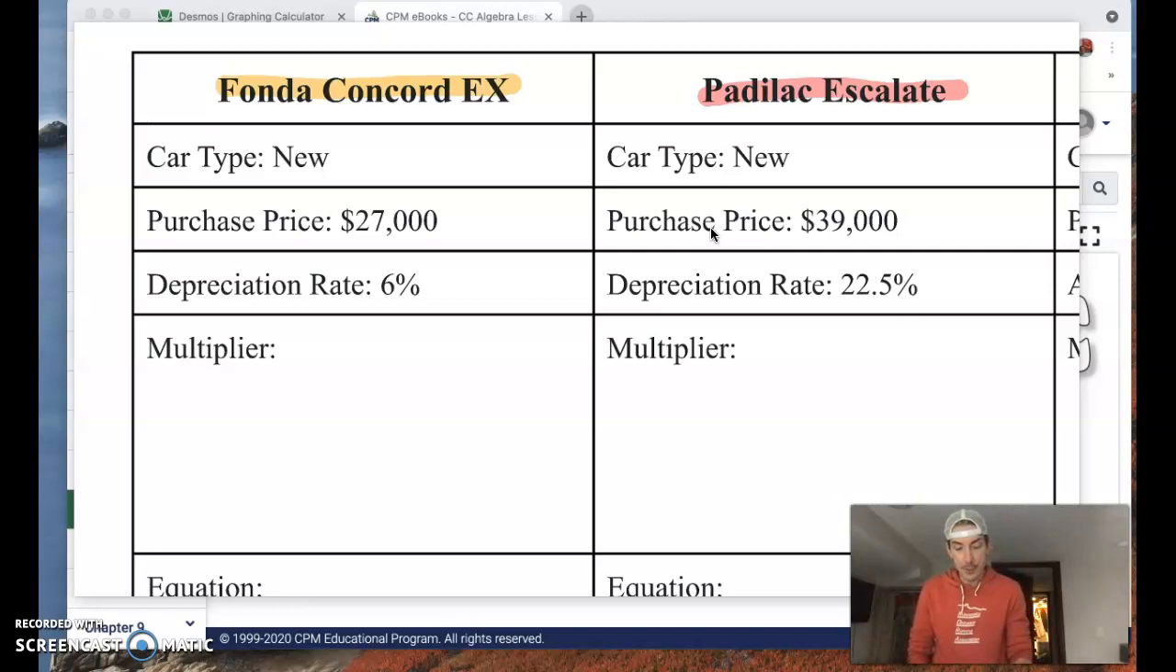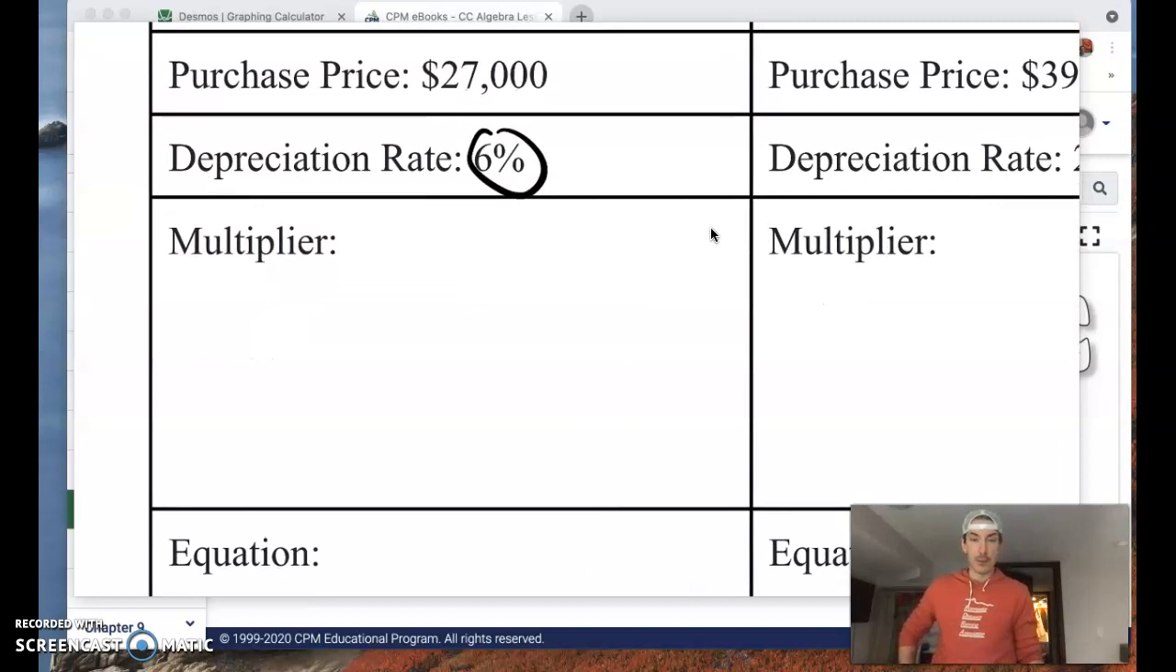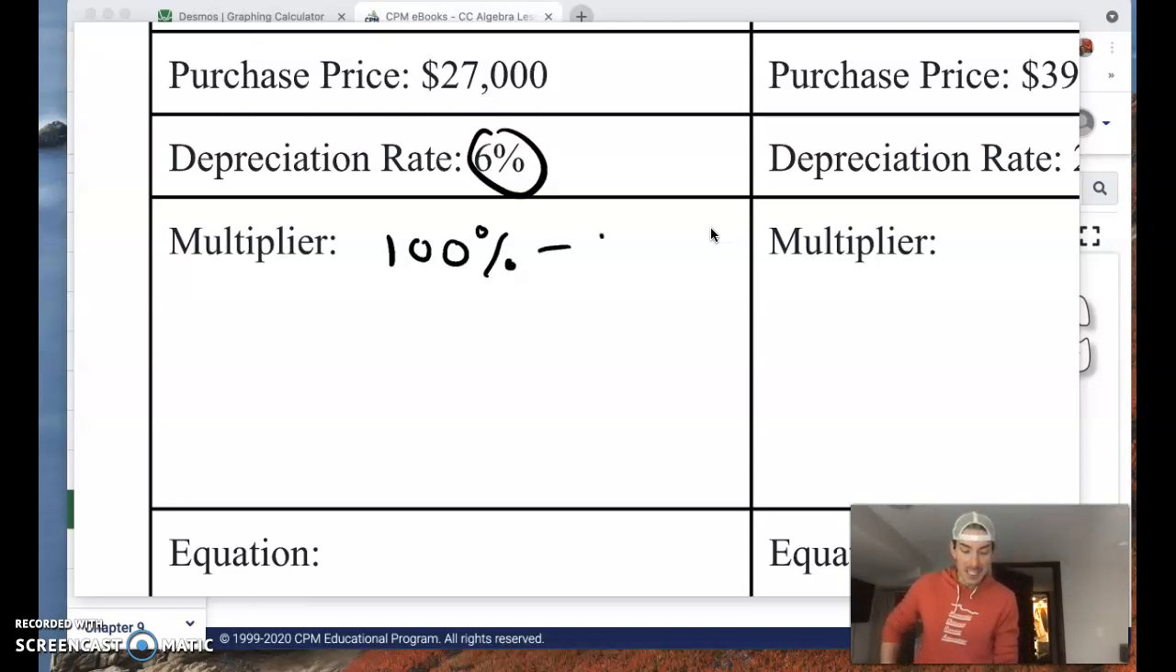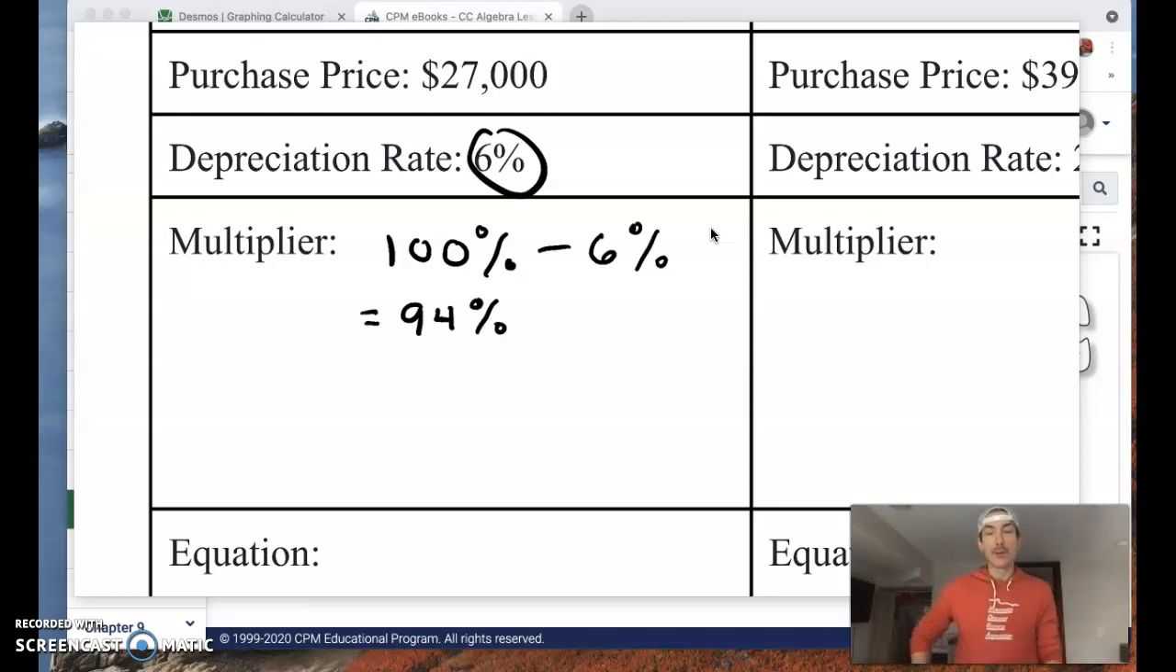First thing I want to draw your attention to is this idea of depreciation. This means the value is going down. So we want to go ahead and connect that depreciation rate to the multiplier in this exponential function that we're about to write, okay? If my rate of depreciation is 6%, we would be returning 100% of the value of the car year over year if the value did not change. Well, the problem is it's going down. So every year I am taking away 6%. And for us, that means that every year we get back 94% of the vehicle's value from the previous year.